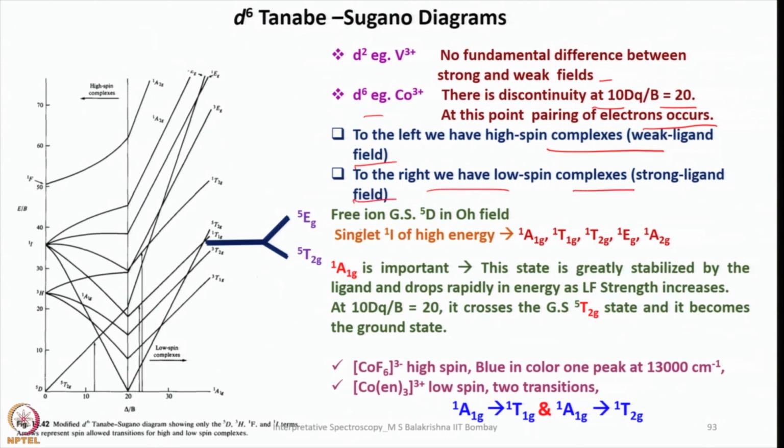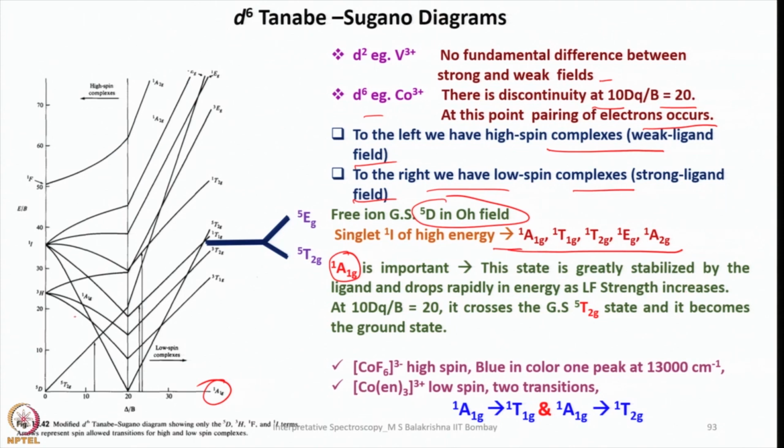So, the free ion ground state is 5D in the octahedral field. The singlet 1I of high energy would consist of these levels. Here 1A1g is very important. This state is greatly stabilized by the ligands and drops rapidly in energy as ligand field strength increases.